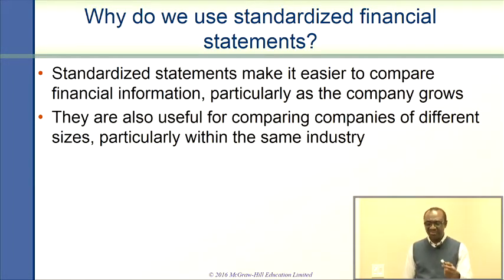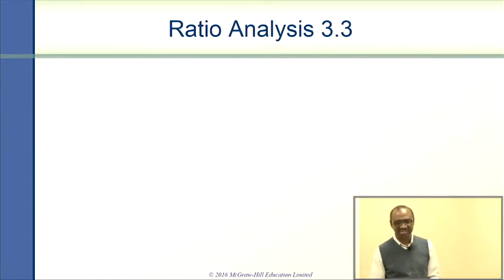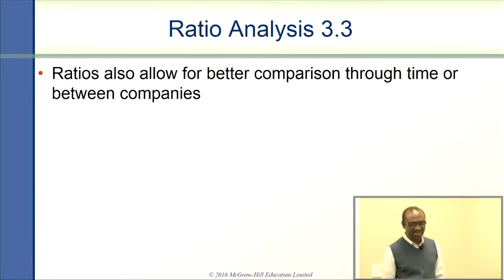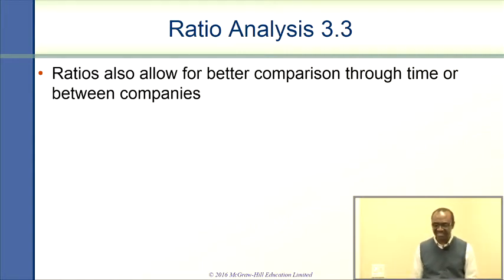Another area we need to look at in understanding the financial statement better is ratio analysis. Ratio analysis allows us to compare through time or between companies in terms of performance. And then we're able to assess which company is doing well, why they're doing well, what they're not doing well, and what's responsible. That way, we can actually do the financial assessment.